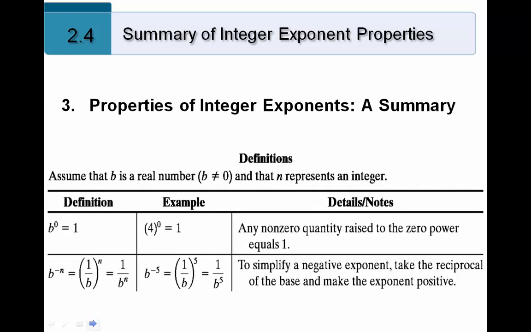And then in this section, we know that if we have an expression raised to the 0 power, that's equal to 1. And we also know that if we have a base with a negative exponent, we can make that exponent positive by taking the reciprocal of the base. In this case, the reciprocal of b is 1 over b. Notice that makes your exponent positive.